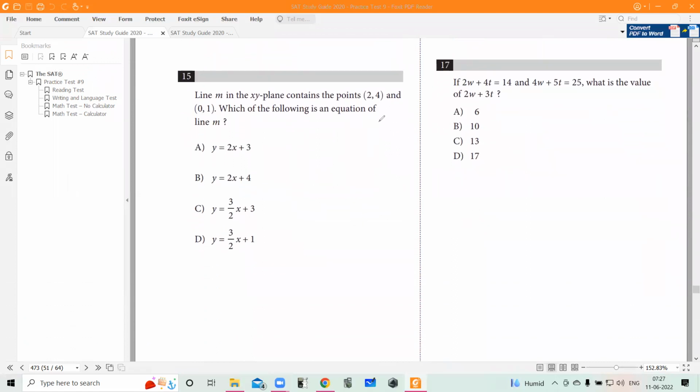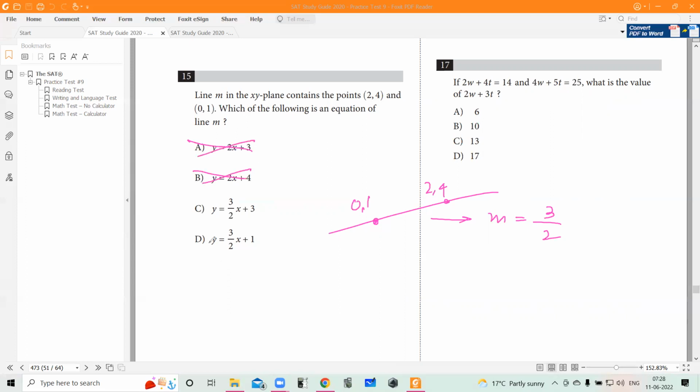So we have a line M in the xy plane containing the point (2,4) and (0,1). We can calculate everything from these 2 points. First of all, we can calculate the slope: y2 minus y1 divided by x2 minus x1. So 4 minus 1 over 2 minus 0 is 3 over 2. So the slope is 3 over 2.